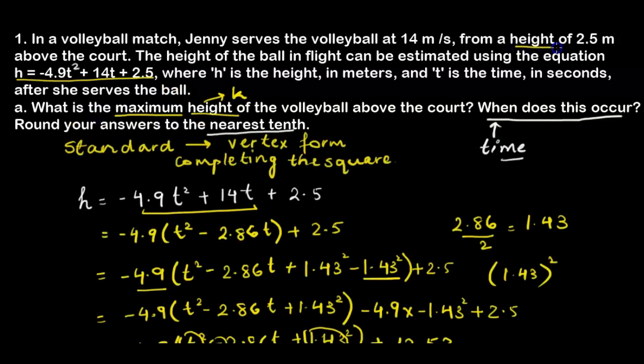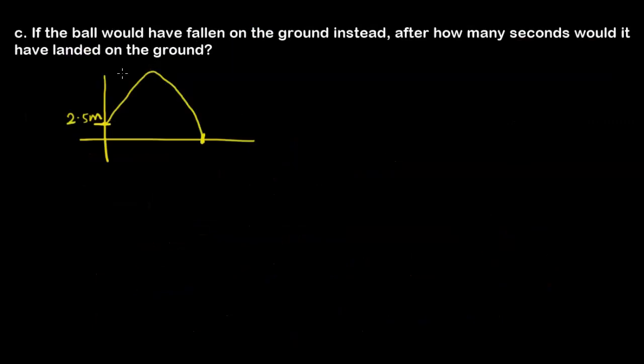The next part of the question says, if the ball would have fallen on the ground instead, after how many seconds would it have landed on the ground? So let's draw exactly what the situation is. Because the ball has been thrown by Jenny, it goes up to the height of 12.5 meters. And now it falls down to the ground. The launch height of the ball was 2.5 meters above the court, as mentioned in the question. Jenny serves the ball, and this ball reaches the maximum height of 12.5 meters, then it falls on the ground.